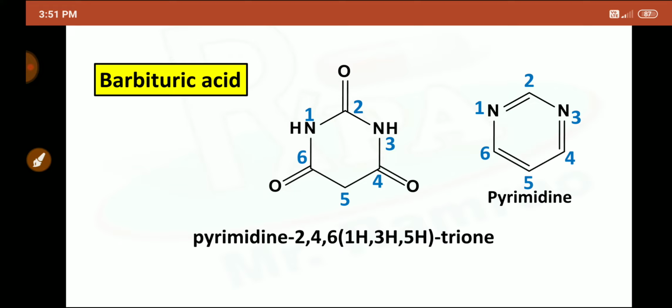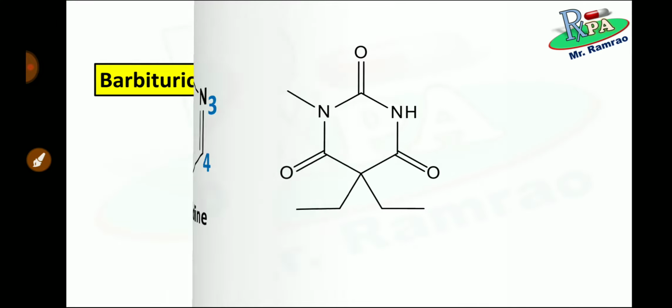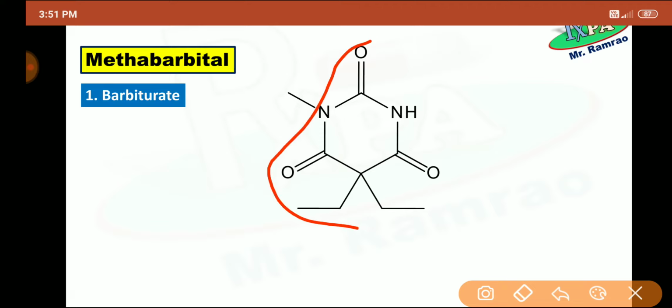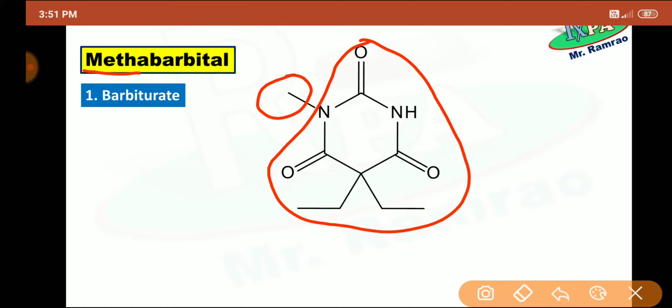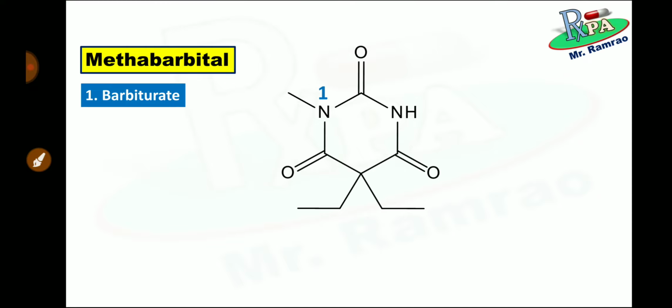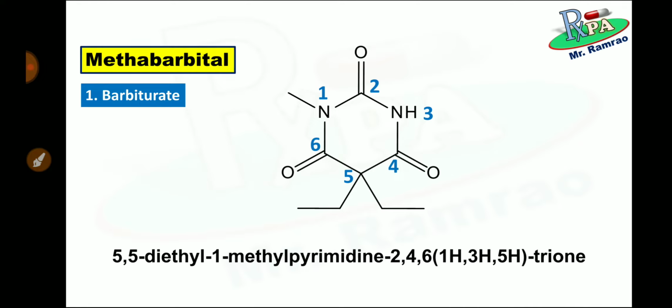Now we'll see the first molecule belonging to the barbiturates, which is methabarbital. If you have gone through the sedatives and hypnotics, we have seen the barbital structure. This is the structure of barbital, and you just have to put a methyl group on the nitrogen. That's why the name of the molecule is methabarbital, because one methyl group is extra on the barbital. Now we'll give the numbering, and then we'll see how the IUPAC name of methabarbital is given. Also, below the name of each molecule I have shown its chemical class in blue color. You can go through that. Now we'll see how the IUPAC name is given.